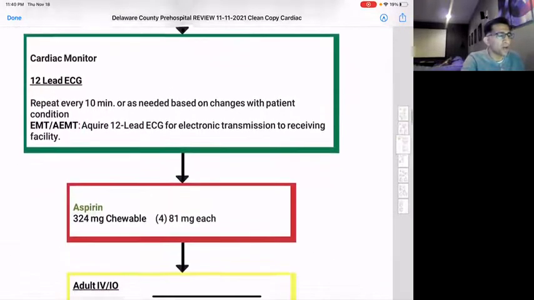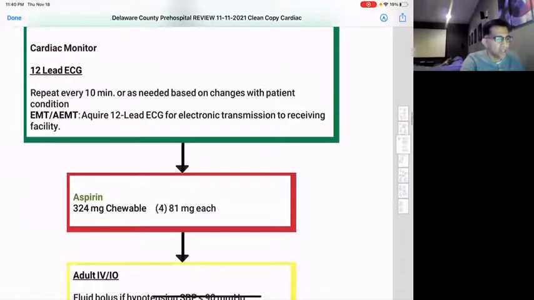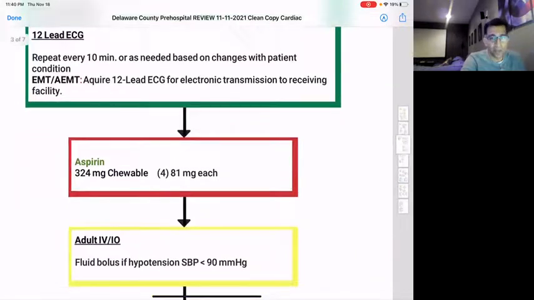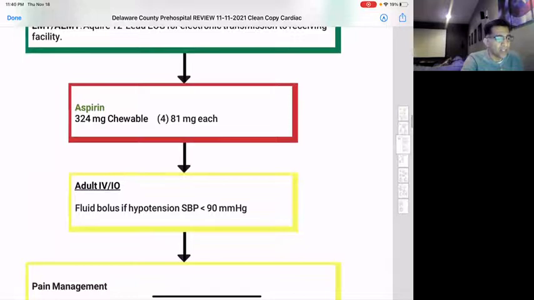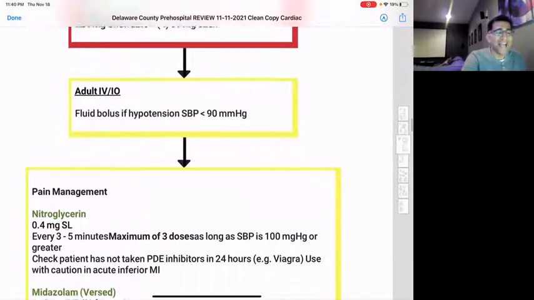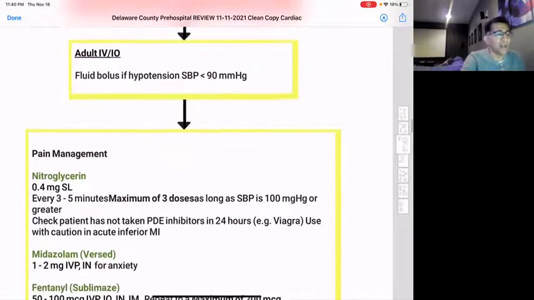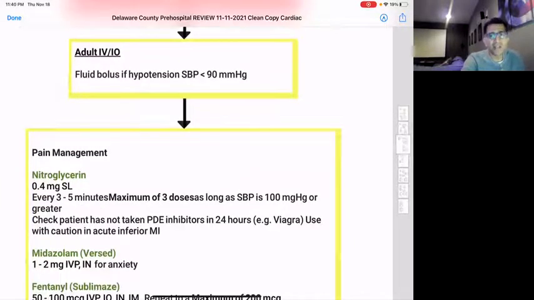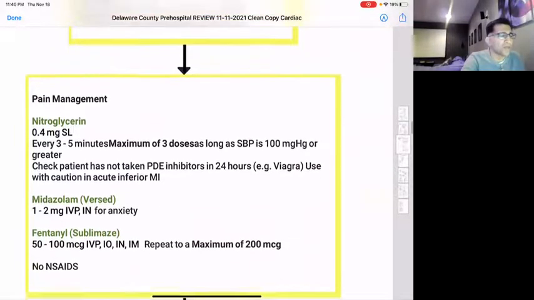From there, really doing our cardiac monitor, doing our 12 lead EKG, repeating every 10 minutes as needed based on the patient's changes, and of course transmitting this so other people can share in the joy of it all. Obviously, making sure we give some aspirin. Moving over to IV fluids as needed. Here you can see we're focusing on hypotension. You're going to see that systolic blood pressure of less than 90 millimeters of mercury is a pretty consistent marker for hypotension throughout the protocol.